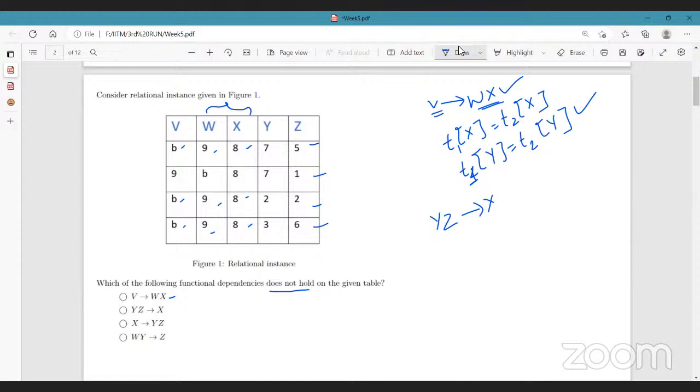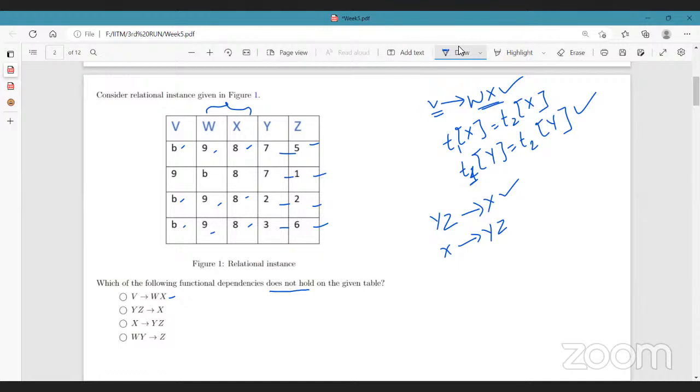Yes, right. That's correct. Since it is a set of attributes, we won't just be looking at one single attribute, right? So we can see that all the tuples are unique in YZ, so it will obviously determine. So yes, this holds. Okay. So this is also not a correct option. So we'll check for X determines YZ. Anybody would like to volunteer? Please go ahead.